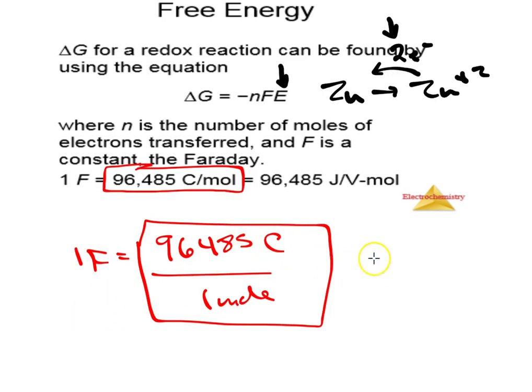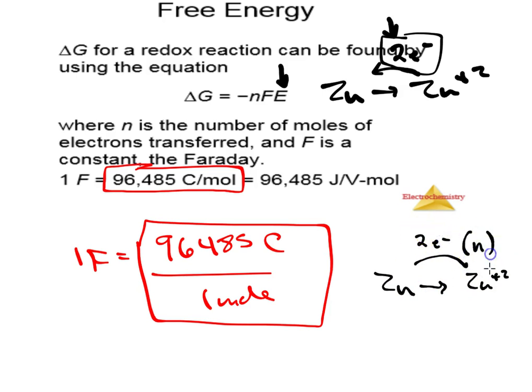It's all right. So this is an important thing. When it says the number of moles of electrons transferred, that's this number that we would find when we found its oxidation and reduction things. So if zinc goes to Zn plus 2, there were 2 electrons transferred. That is your N value.